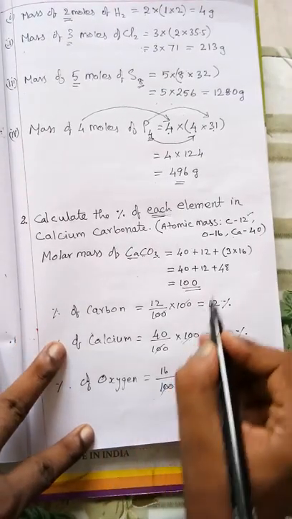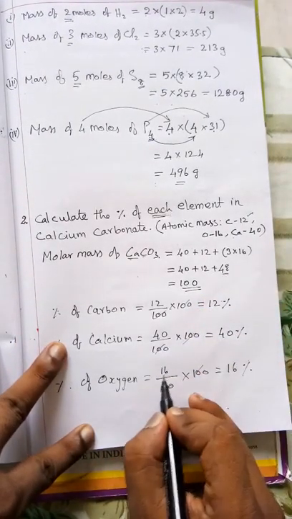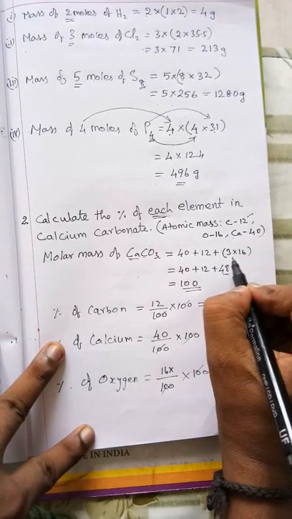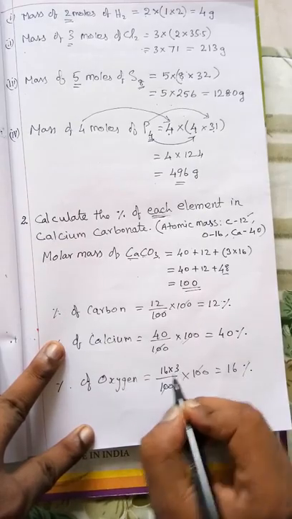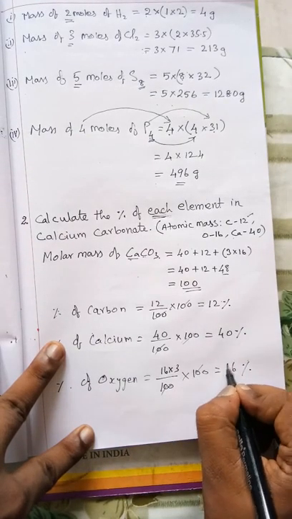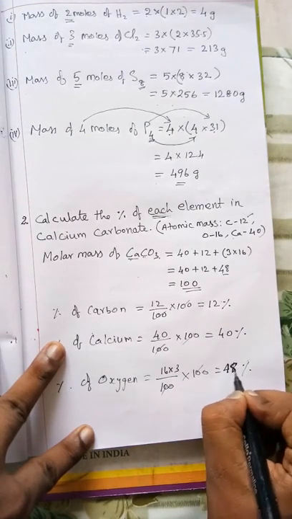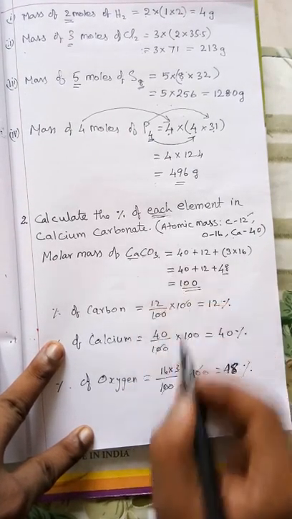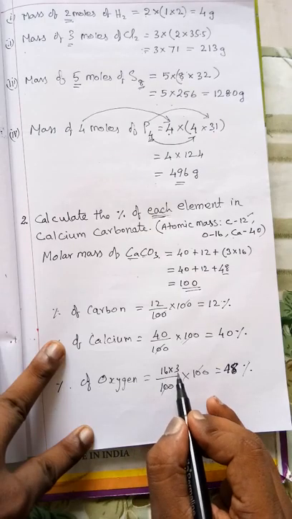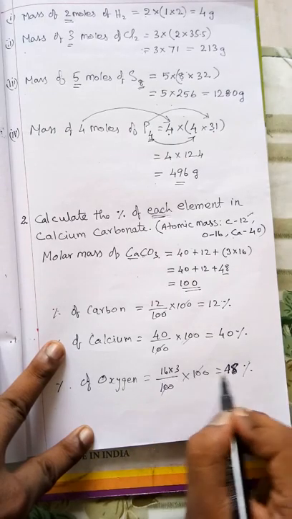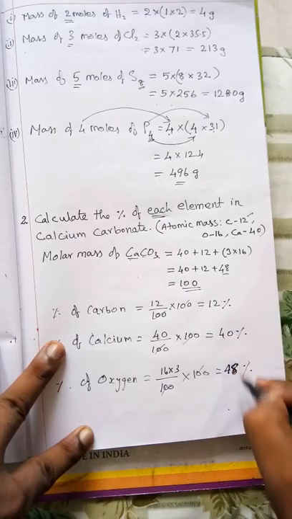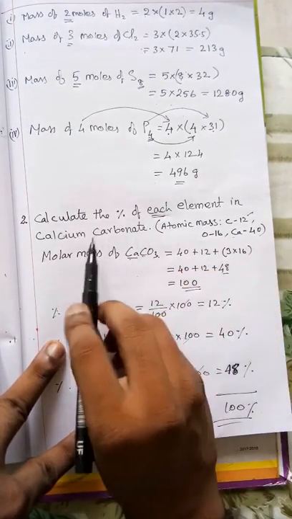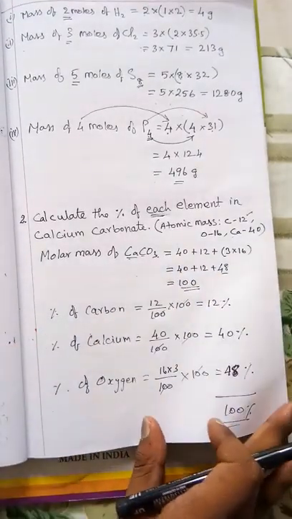Sorry, here it is given 48. How much? 16 means here the oxygen value is 16, but into how many oxygen here? 3. So 3 into 16, 48. Each oxygen value is 16, 16 into 3, 48. If you add all the values, you will get 100 percentage. So your answer is correct, for each element value.